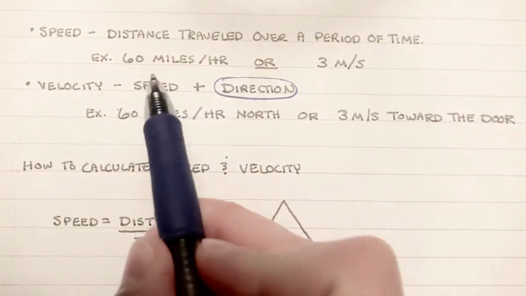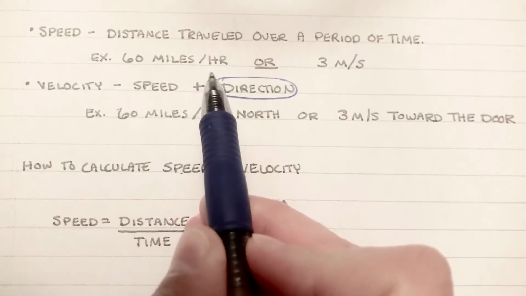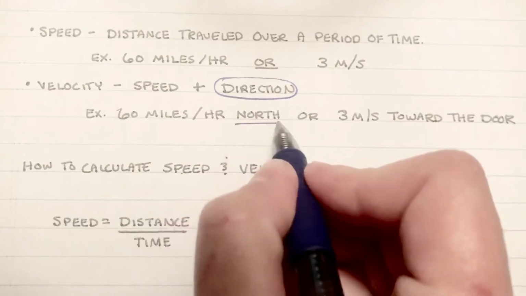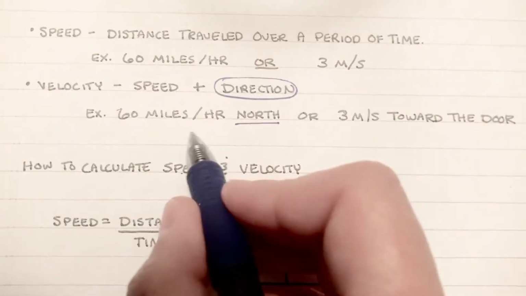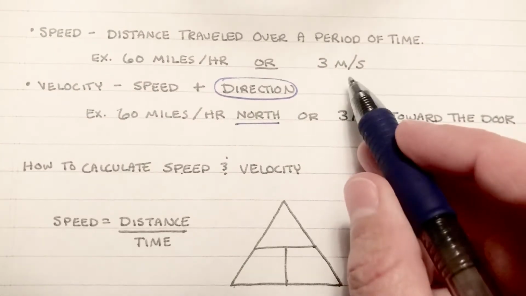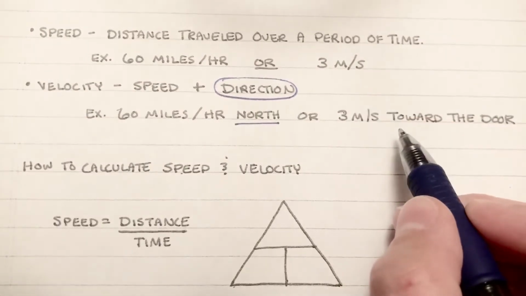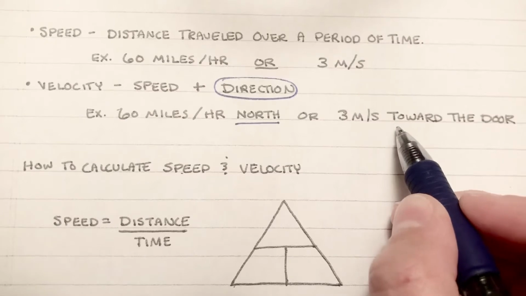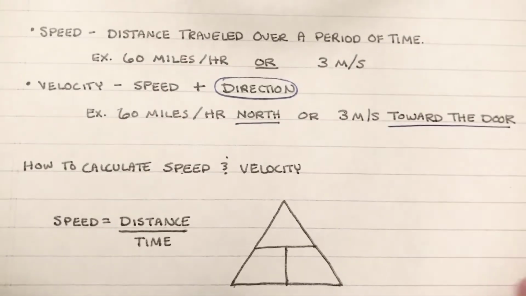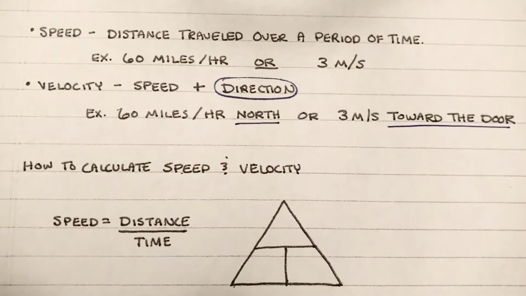So notice up here, a speed is 60 miles per hour. To turn that into a velocity, all we have to do is just add a direction. We add north, and now we have a velocity. 3 meters per second is a speed. When we add just any kind of direction, like toward the door, now it's not speed anymore, it's velocity.